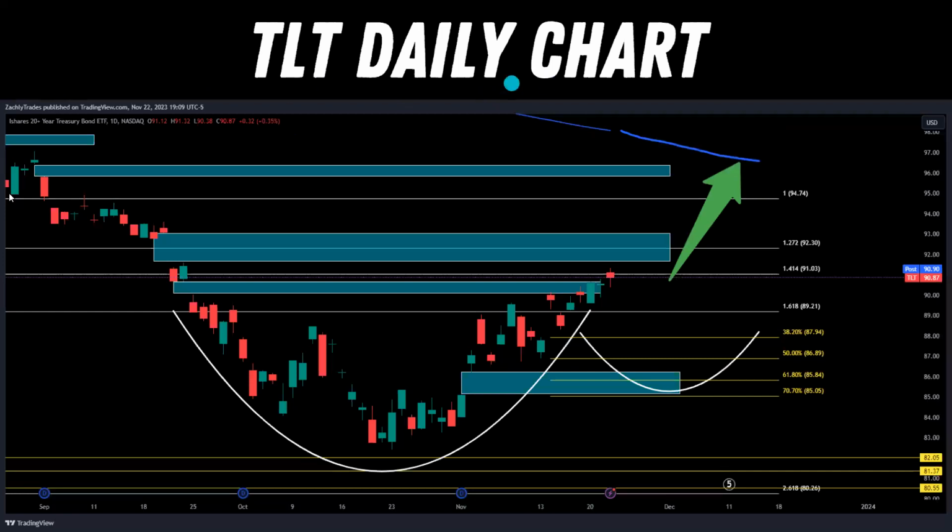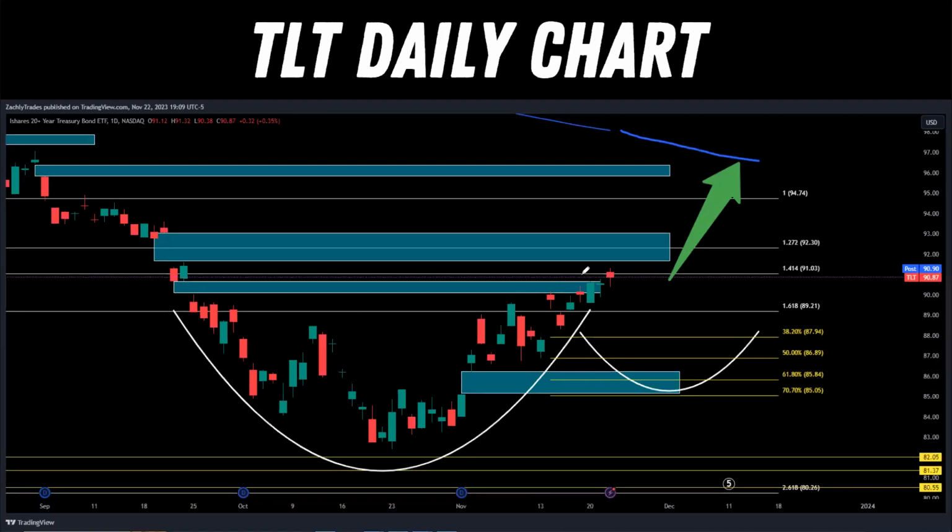Now, this is TLT. This is our daily time frame for TLT. And the main thing that I want to show you guys right here is a possible scenario that I think. We have a little bit of candlesticks over here, a little bit of structure. We're back up towards those levels. If you see, we rejected the $91.03 level right here and ended up going back a little bit lower. In my eyes, it would make a lot of sense if TLT ends up pulling back a little bit here.